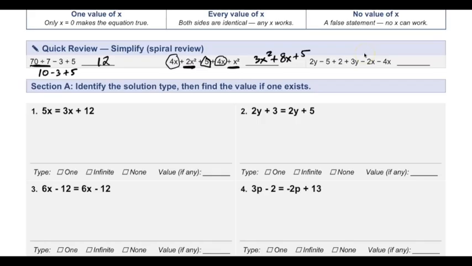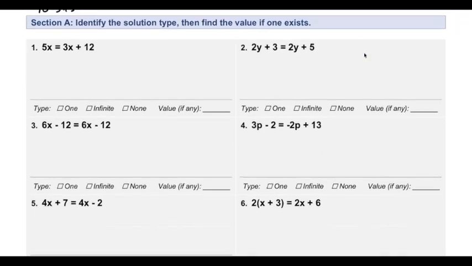Next one, we're going to add up like terms. Now let's start with the x's. These are both x's, so I add them up and I get negative 6x. And then let's do the y's, this one and that one. That's plus 5y. And then the constant terms: negative 5 plus 2 is negative 3. And there we go.